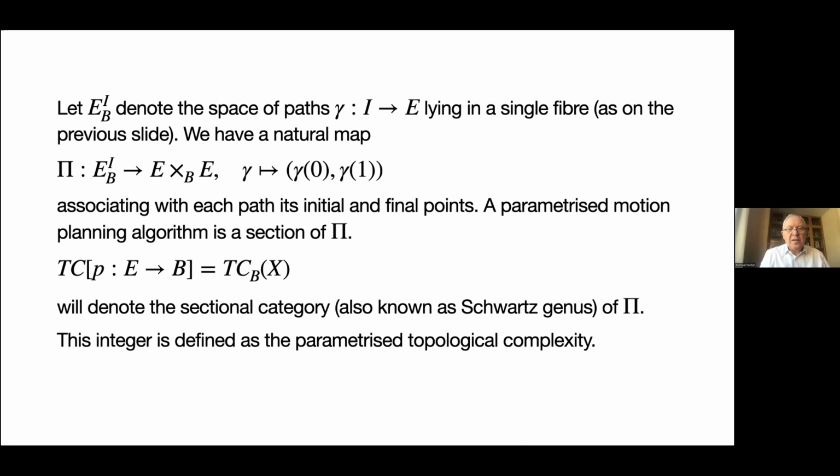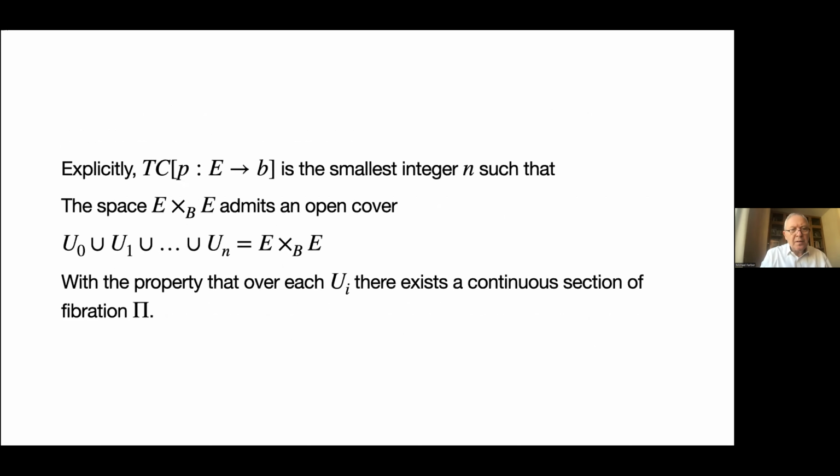It means that there is a minimal number. So on this slide, TC of this fibration is the smallest integer n such that the space E times E over B admits an open cover with n plus 1 open sets, with the property that each set U_i admits a continuous section of this fibration Pi.